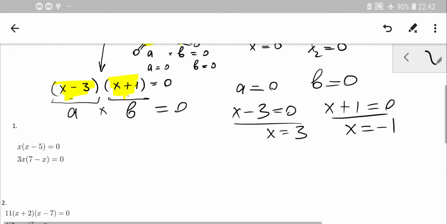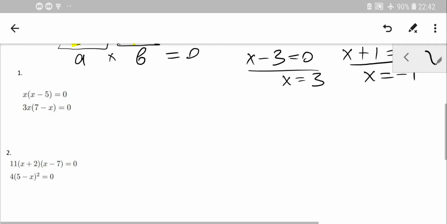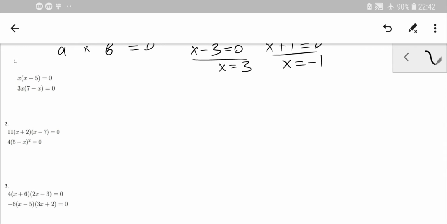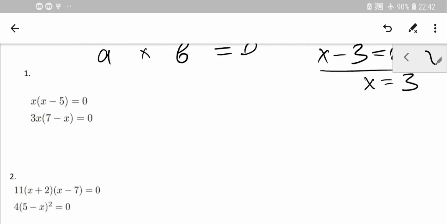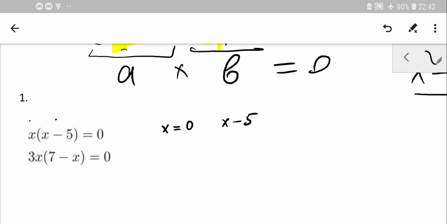Okay, so let's practice with the examples already given here. If you can, try on your own: just pause the video and try to solve by yourself. Here I'll try to explain. So the first one, x times x minus 5. We have 2 factors, the first and the second, and each factor might be 0. So that's the first solution, x1 equals 0, and the second solution, x2 equals 5.